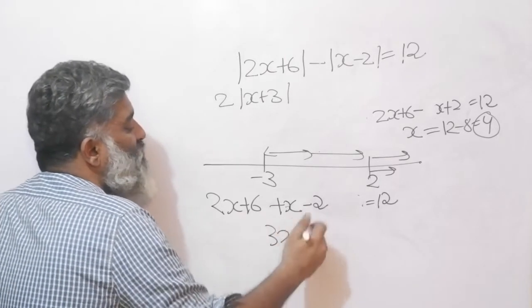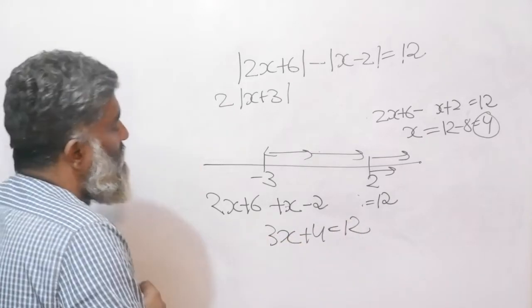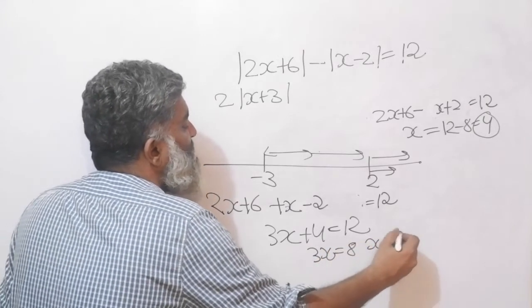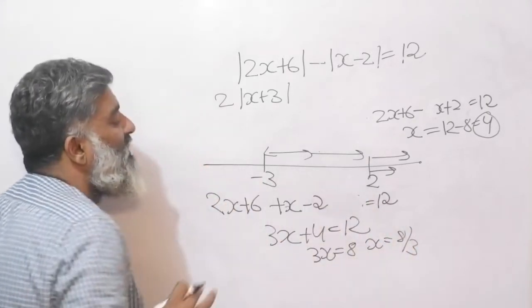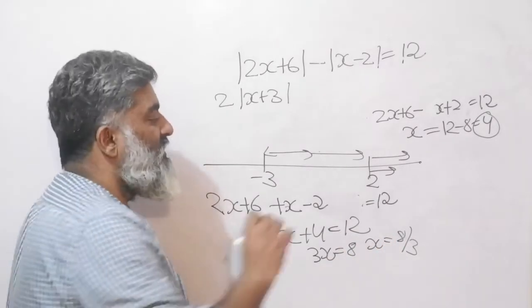And a 6 minus 2 will give you a plus 4. This is equal to 12. Solve it further, you get 3x is equal to 8 and x is equal to 8 by 3. Don't be very happy right now. What is 8 by 3?